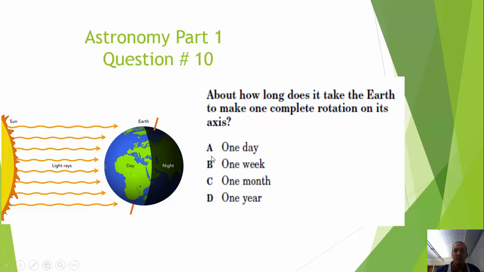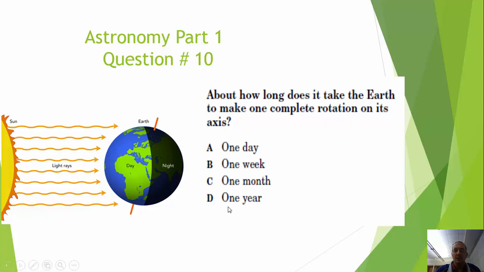B and C really are bad answers here, and the only reason why I say 1 year is something we need to talk about is because sometimes students misconstrue or confuse rotation with revolution. Rotation is the amount of time that it takes the Earth or other objects to make one complete spin around its axis. The Earth's axis is tilted at 23.5 degrees.